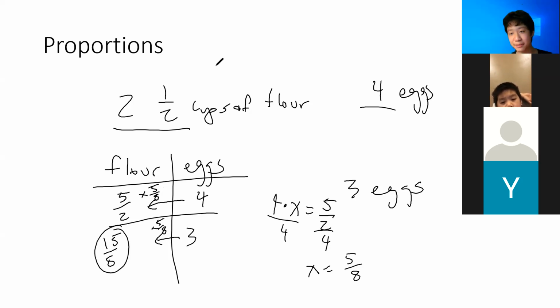Okay, so making these tables makes it easier to convert through ratios. And since these ratios have to be the same, the number I have to multiply 4 by to get to 5 halves will always be the same number that I need to multiply 3 by to get to 15/8, how much flour I need. Okay? So that's how you do proportions. Are there any questions?